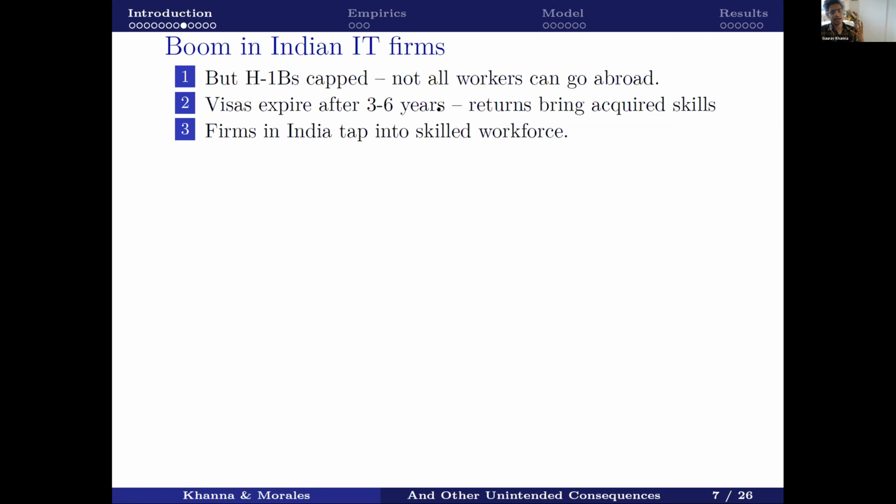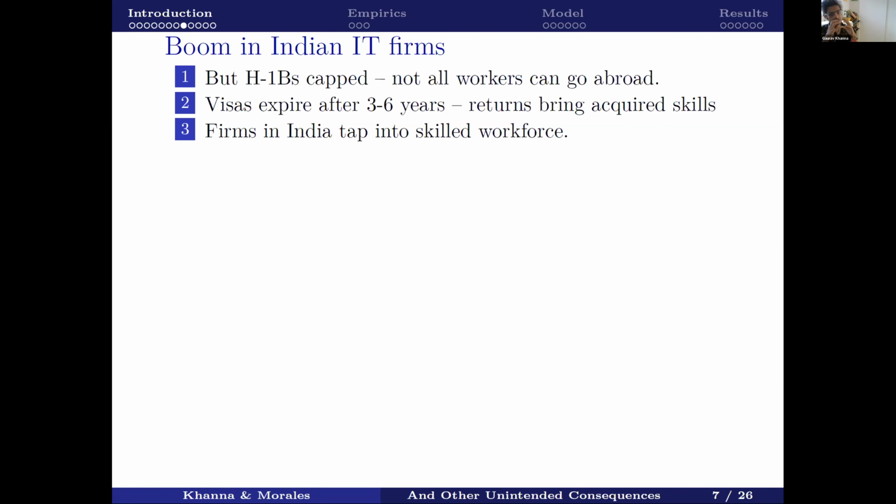So what's happened as a result of the fact that because of the cap, not all these workers can go abroad, and because of the expiry of the visas, a lot of workers actually return. In the long run, there is a skilled workforce in India. There is a high skilled workforce with computer science knowledge that is working in India. And Indian companies really tapped into this workforce.